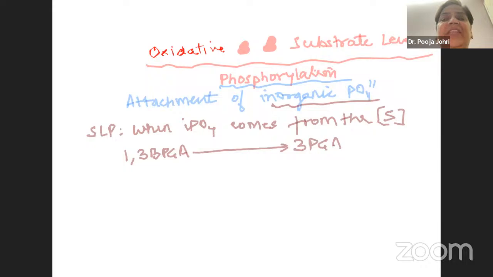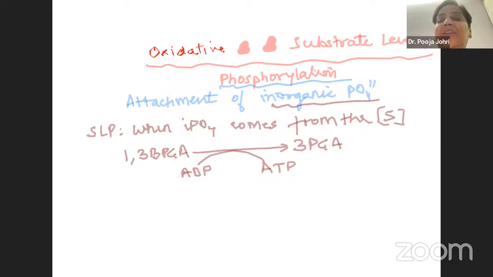Isn't it? 1,3 matlab bis means there are two phosphates, and in 3-PGA there is only one phosphate. Where has the first phosphate gone? That first phosphate has been taken over by this ADP to form ATP. So this is substrate level phosphorylation, when inorganic phosphate comes at the expense of the substrate.